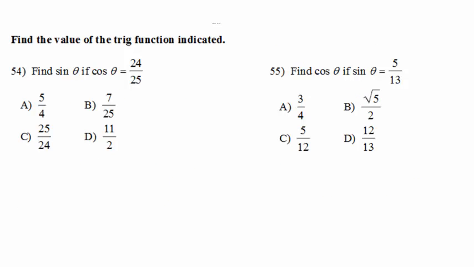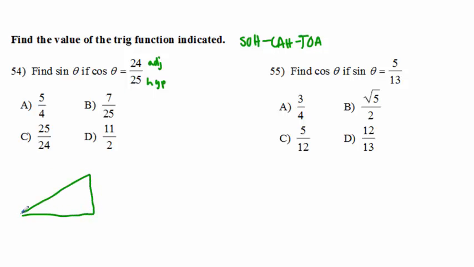54 and 55, we're going to use sine, cosine, and tangent. And we're going to take what they gave us, cosine of theta, it's adjacent over hypotenuse. Remember, SOH CAH TOA. So, we're going to draw just a generic right triangle. Here's our right angle. Here's our angle theta. The adjacent side is the one connected to theta. The hypotenuse is the one across from our right angle. To find sine, we would need our opposite side, which we can find with the Pythagorean Theorem. If we do the Pythagorean Theorem, we get that this side would be 7. Sine is opposite over hypotenuse, so it's 7 over 25, which is B.